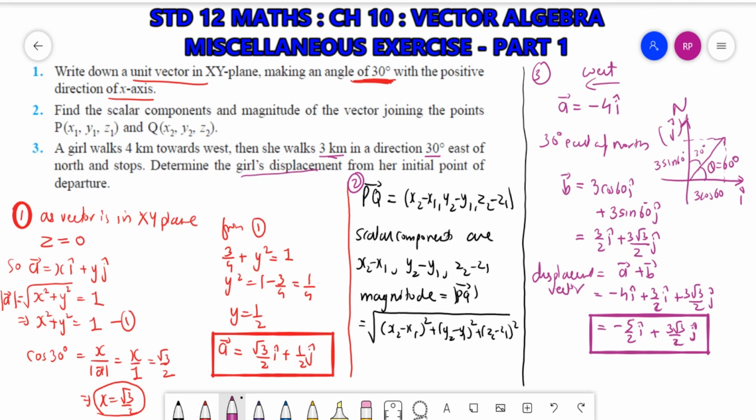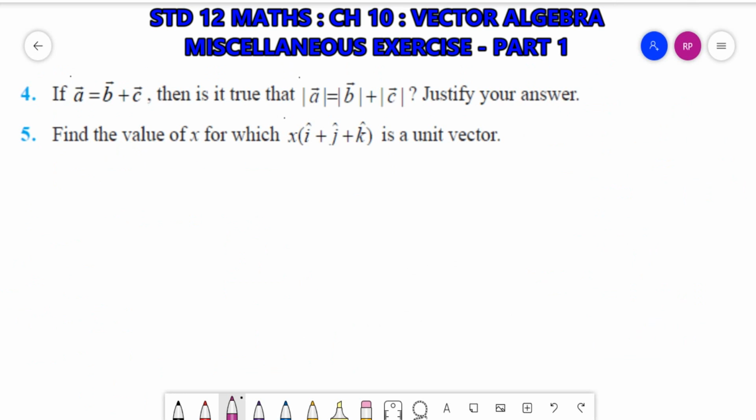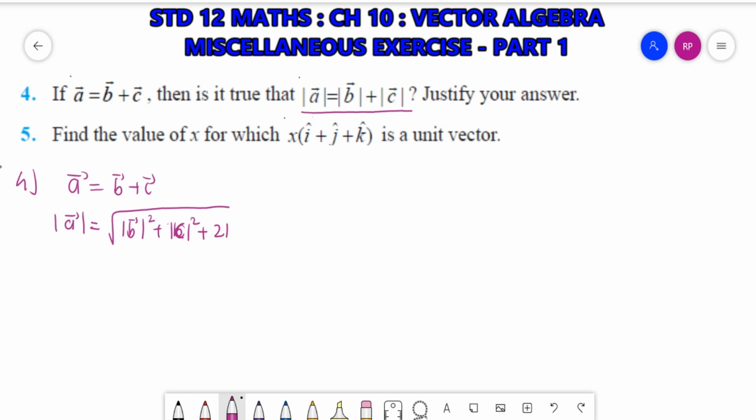Now let's move to the next question. Question number 4. If A equal to B plus C, then is it true that the magnitude of A equals the magnitude of B plus the magnitude of C? See, if A is equal to B plus C, then the magnitude of A will be equal to the square root of magnitude of B square plus magnitude of C square plus 2 times magnitude of B into magnitude of C cos theta.